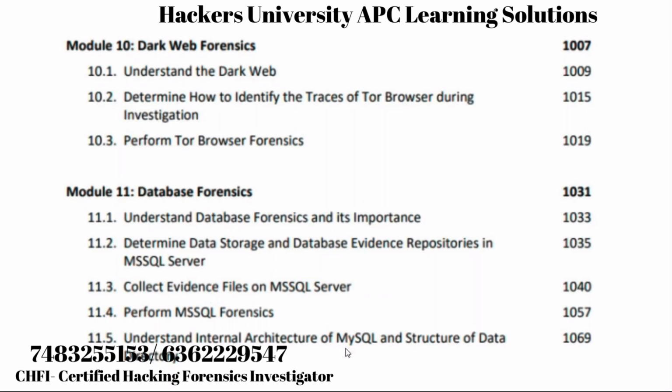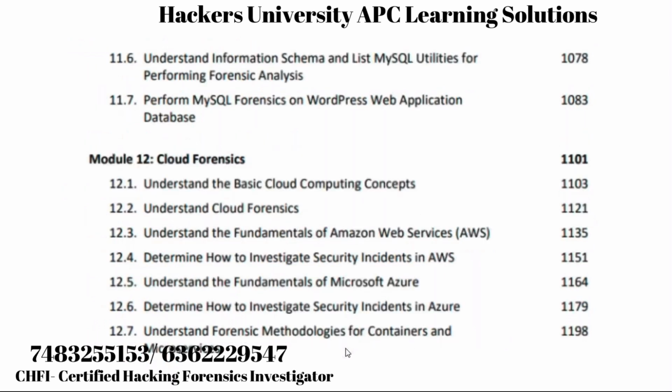And I will also try to give you a good understanding of the practicals. So we did 11 modules, and there are a couple more modules, around 16. So we'll understand schema related to the database, and then WordPress web application databases will also be covered.